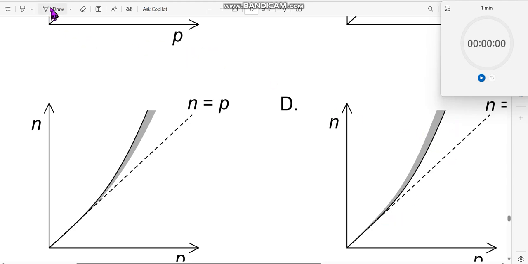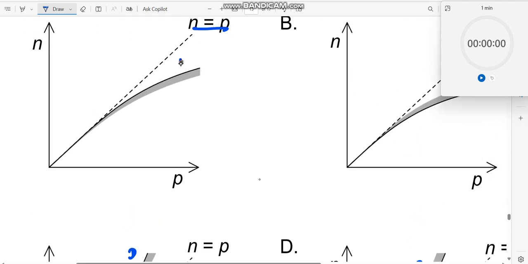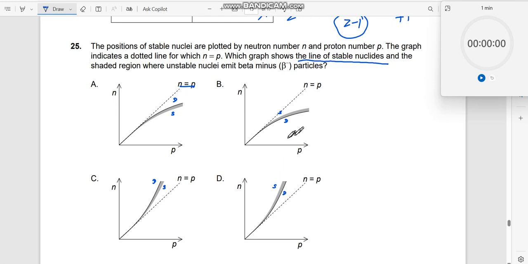To make it clearer, I will write something here so that I can let you know which is the right one. I will write dark line and shaded region on each graph. Now I have written it, and we need to identify which one of them is correct.